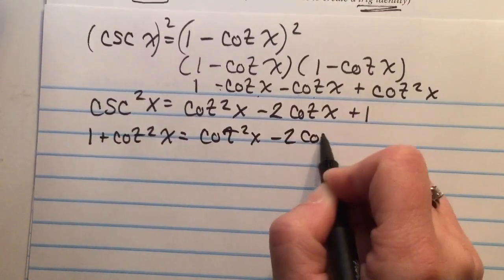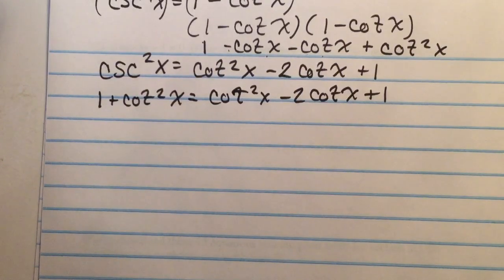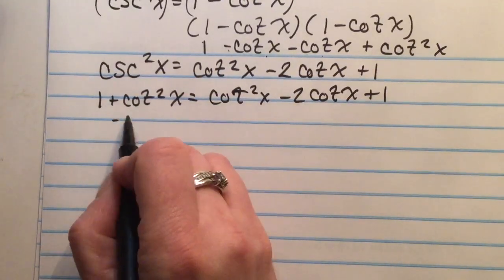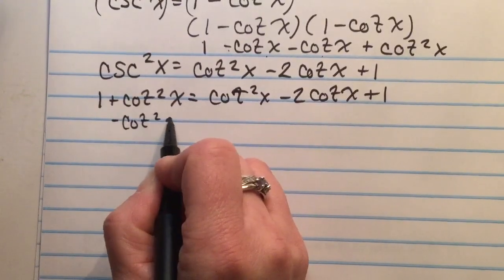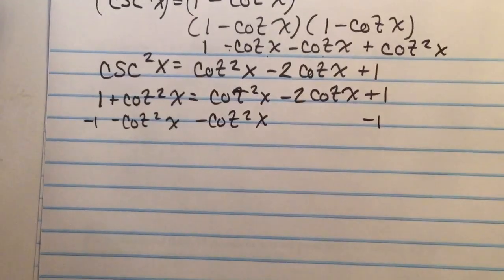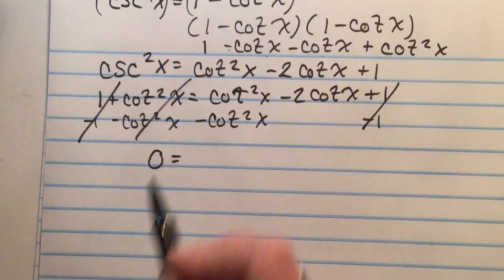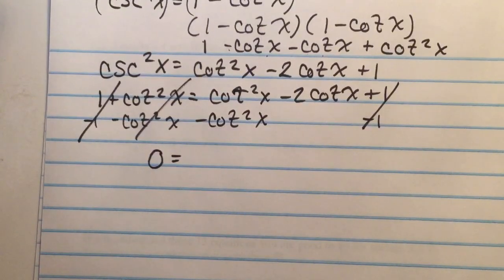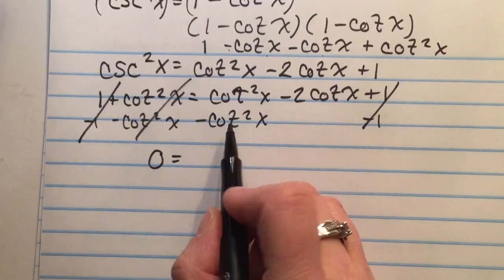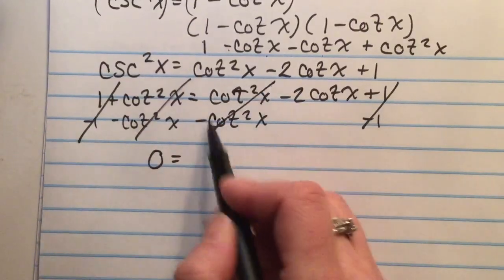So now when I look at the problem, I no longer have two functions. I don't have both a cosecant and a cotangent. I only have a cotangent. But I want this set equal to 0. So I need to minus my cotangent squared of x to each side, and I need to minus the 1 to each side. The 1 cancels. The 1 cancels. This would cancel, so I would have a 0 left over. Okay, so when I go ahead and do that, I had a cotangent squared of x here. If I minus 1 over, this is gone too.